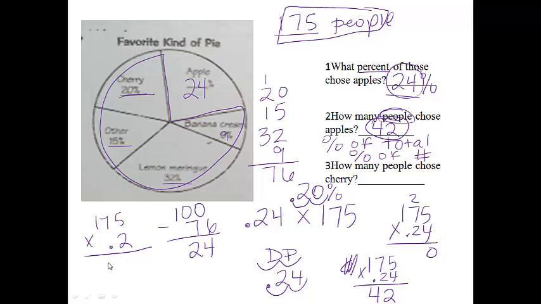Alright, if you worked it out correctly, you should have got 35 people chose cherry. Now, is that reasonable that 42 chose apple and 35 chose cherry? Yes, because apple has a bigger chunk out of the pie than cherry does. So it completely makes sense.